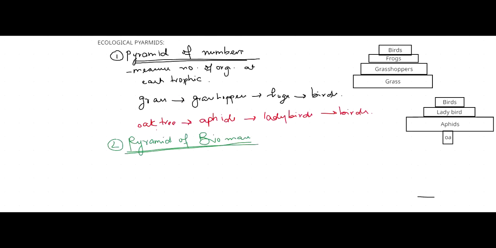Now, I'm going to take the same example, and we are going to see what a pyramid of biomass would look like. So in a pyramid of biomass, we take the total mass of the living organisms at each trophic level.